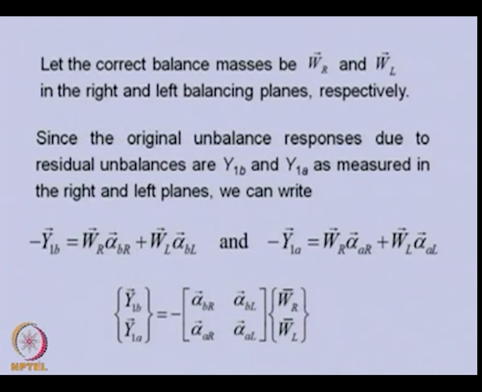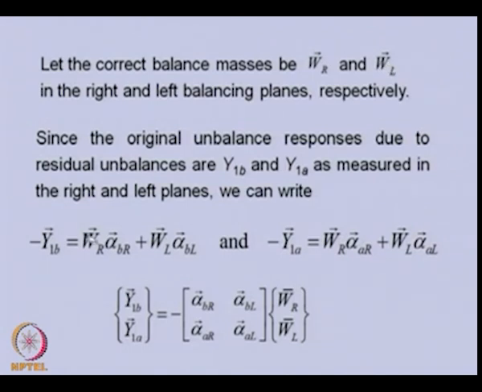So let us assume that the correction balance mass in the right plane is this one. This contains both amplitude and phase information, because we need to know at what orientation we need to keep this unbalance, and this is in the left plane. So these two are the unknown variables which we want to find out.